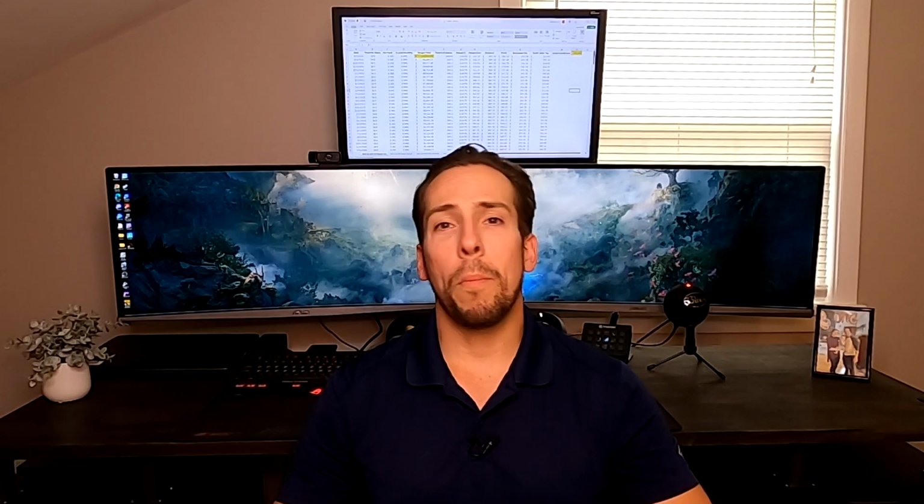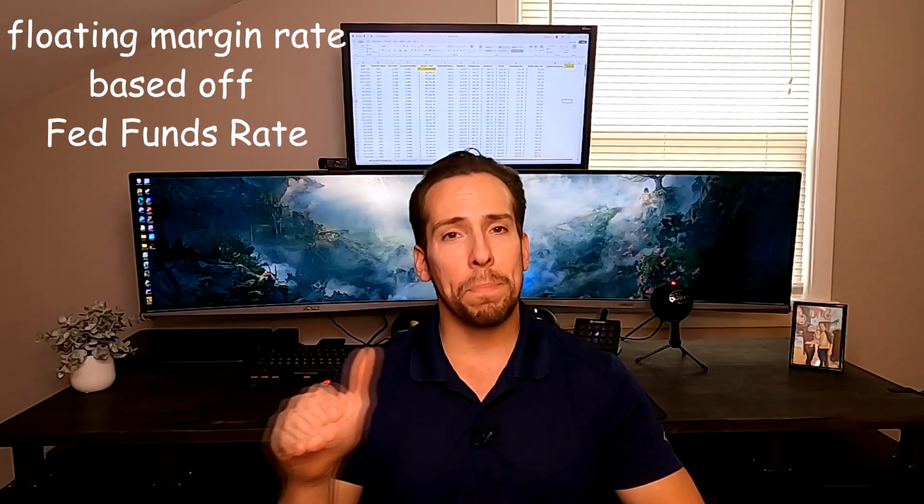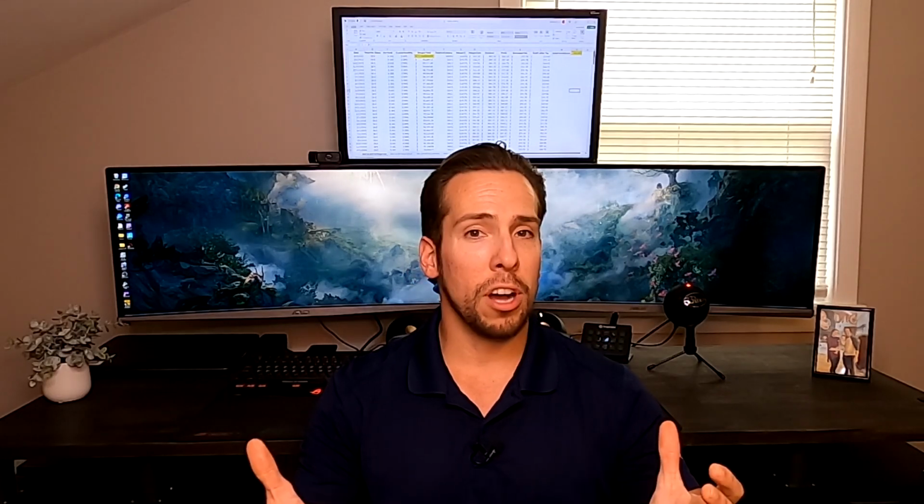So what is margin? Well, margin is basically a loan against your own collateral that is charged interest daily. Right now, Robinhood offers what they call a floating margin rate. What a floating margin rate means is they have a flat 2.5% rate in addition to whatever the upper bound of the Fed funds rate currently is. So today, the Fed funds rate upper bound is 2.5%. If you take the 2.5% and add it to the flat rate of 2.5%, you have a margin cost of 5%.